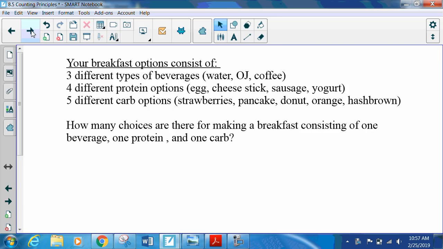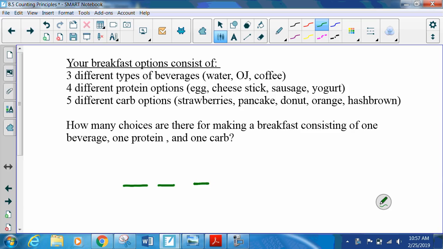You're picking a breakfast, and it consists of a beverage, a protein option, and a carb option. And you were wondering, hey, how many different ways could I put a breakfast together, given that of these three choices that I have to make, I have different options for each one. So I put 3 lines, and the method that we're going to use with this problem, which is the fundamental counting principle, we're just going to intuitively use lines to represent events.